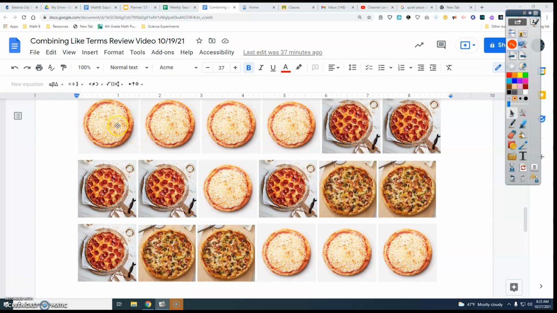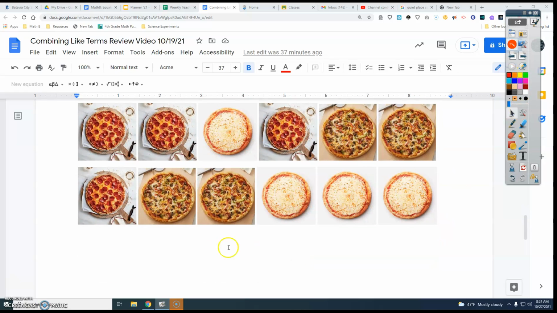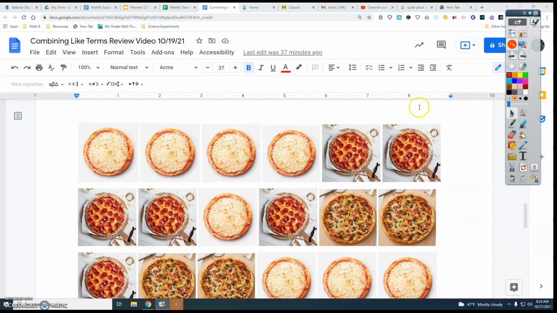So how many cheese pizzas do we have? We have 1, 2, 3, 4, 5, 6, 7, 8 cheese pizzas. So 8 cheese pizzas will be, let's go down here a little bit, 8C. And we're going to add them together, because we're going to bring them all together but separate. That's kind of a weird way of thinking about it, but that's how you look at it.